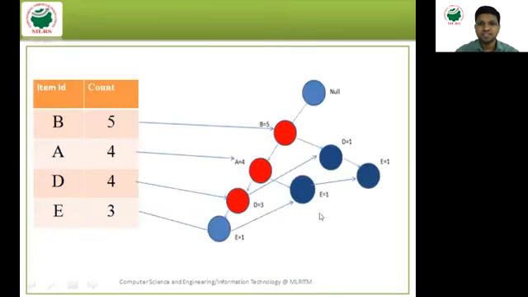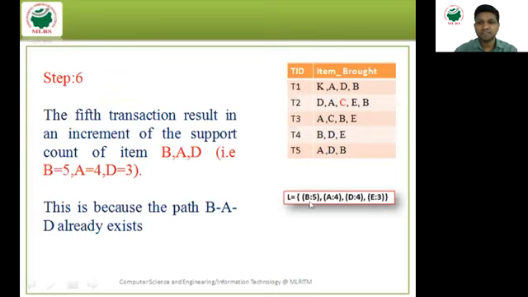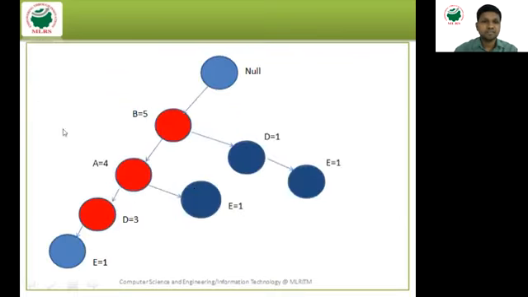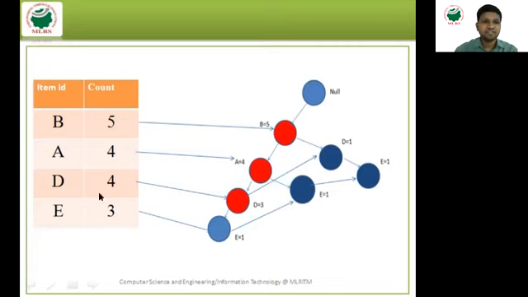Now see, this is the final tree, right? Now BADE. Why do I consider these? Items with count less than 3 you are going to eliminate; greater than or equal to 3 you have to consider. B5, A4, D4, E3. Now see in the first table, B5, A4, D4, E3. Same way B5, A4, D4, E3.